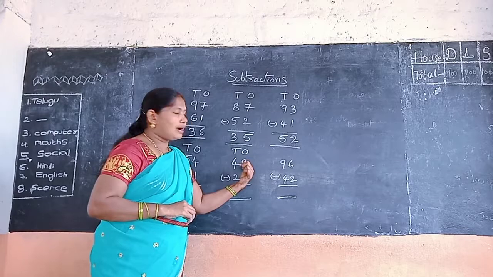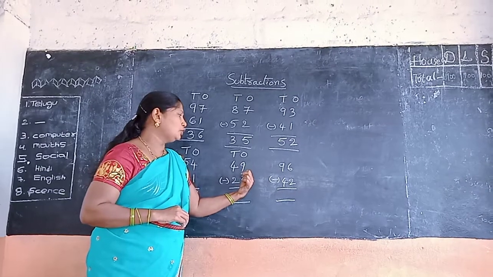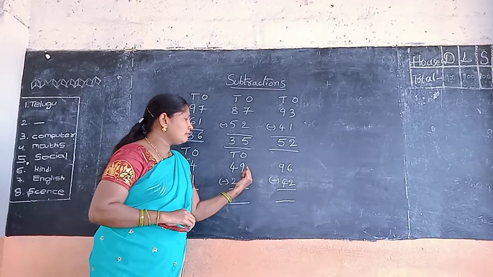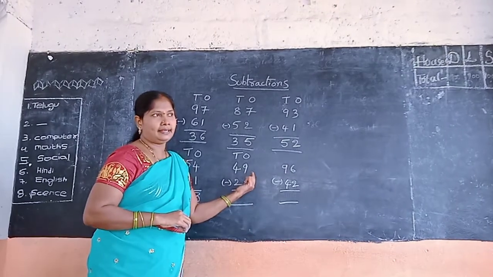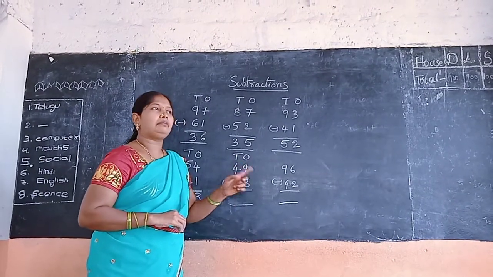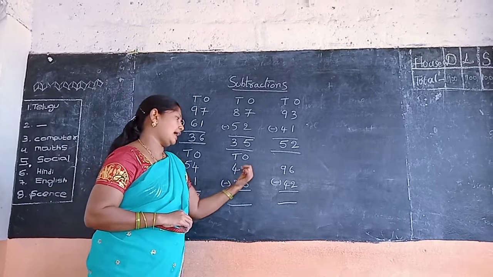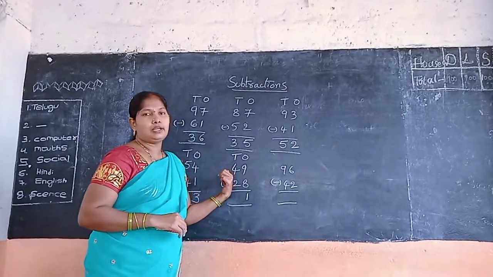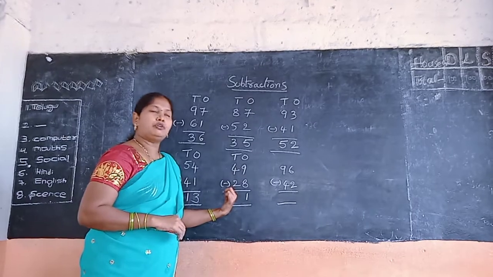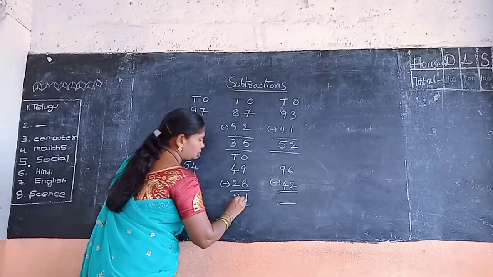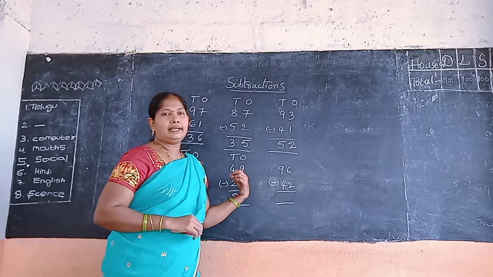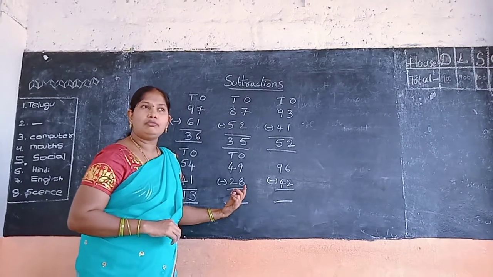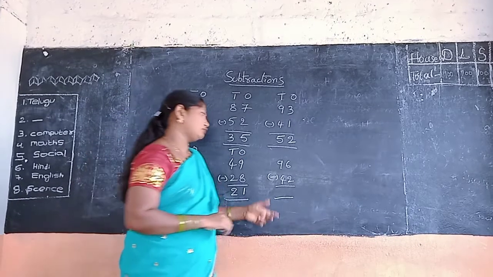Next one. First solve the 1's place value. Next take the 10's place value. In the 1's place, the first number is 9 and the second is 8. Is 9 minus 8 possible? Possible. 9 minus 8 is equal to 1. Now take the 10's place value. 4 minus 2 is equal to 2. Okay, this one is completed. 49 minus 28 is equal to 21. Now go to the next one.